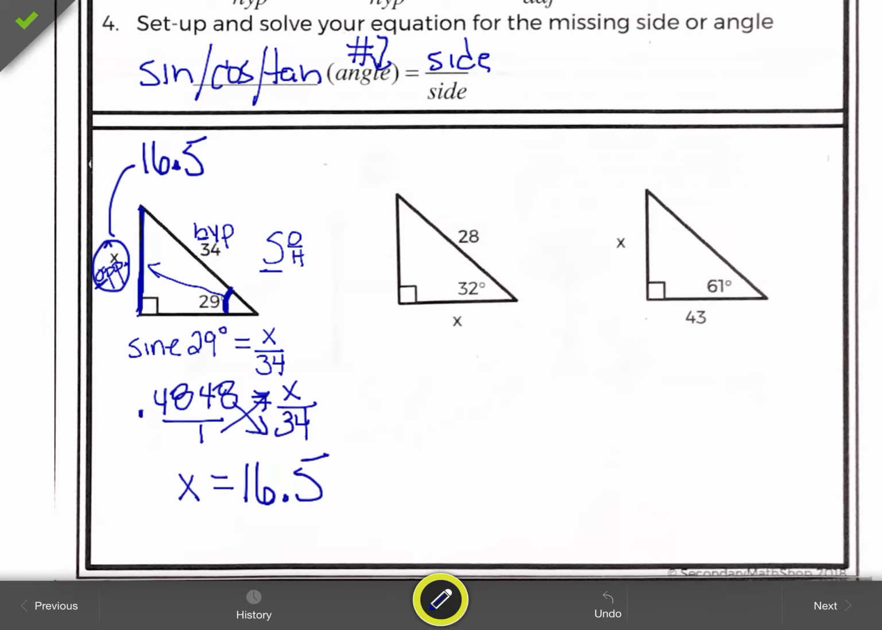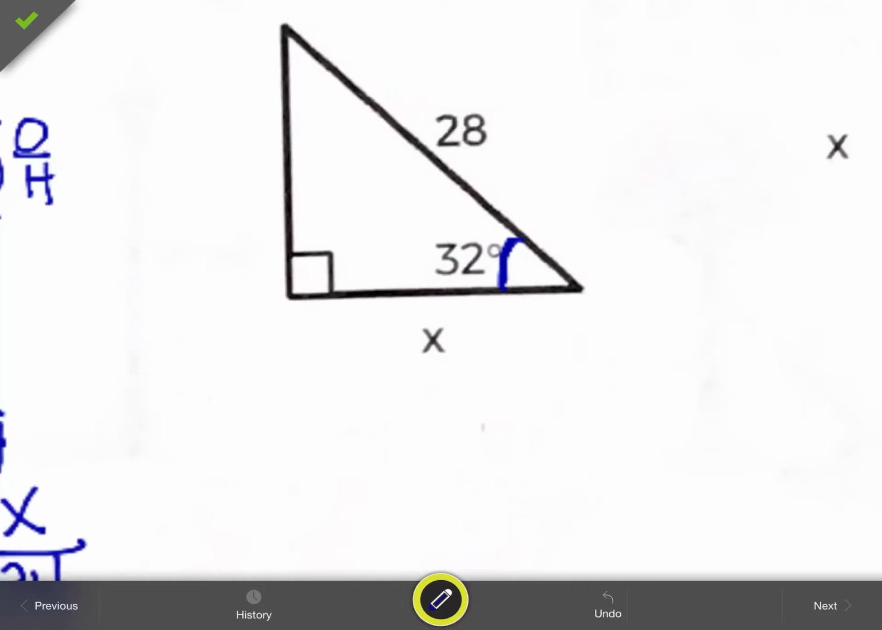32 degrees is my angle. I'm going to mark the two pieces of information they're giving me. So they're telling me that this side is 28 and this side is x. I'm not going to mark this side over here because there's no information on it. Okay. Now if you want to make sure you got all three markings, that's fine. But sometimes people get confused when they mark all three because they don't know what trig function to use.